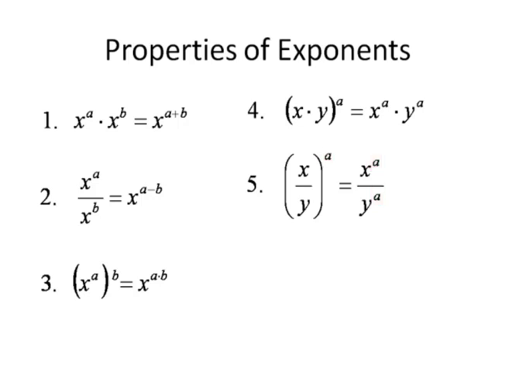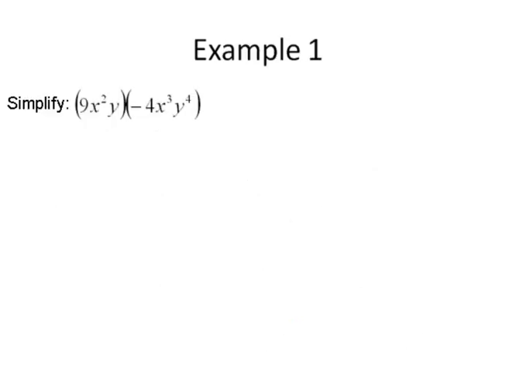The next property deals with how to get rid of negative exponents. To write an answer that only has positive exponents, take the reciprocal of the base and change the exponents to a positive value. Lastly, if the exponent is 0, the expression will equal 1, as long as the base is not 0. In this example, we are asked to multiply two expressions.